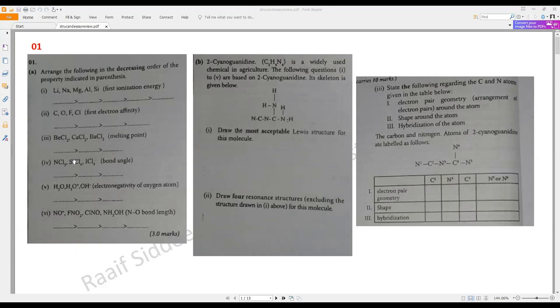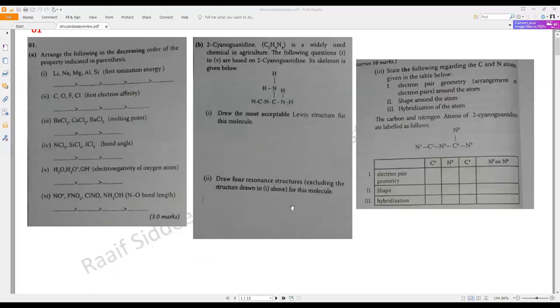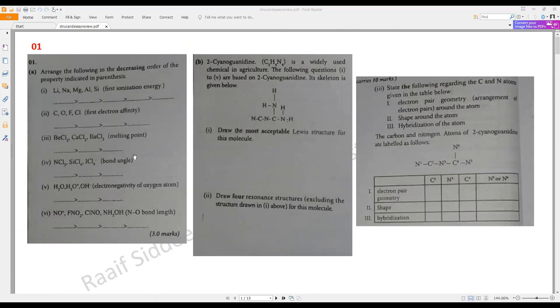But you need to understand the repulsion between these. Here there are only bonds, so this will have the highest bond angle, NCl3 will have the next one, and ICl4 minus will have the smallest one because there are two lone pairs. Okay, I want to add some additional facts here for you, because we have to consider this bond angle concept when you have the same ligands but different elements like nitrogen, silicon, and iodine.